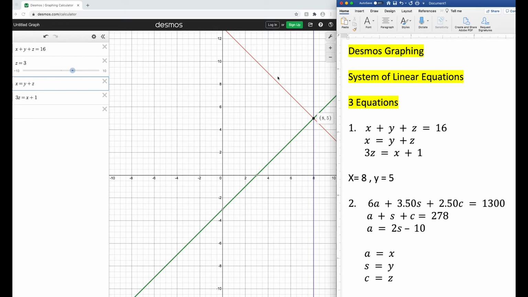Where is z going to be? Then you have to look at the slider. z is going to be equal to 3. So that's the answer for the system of linear equations with three equations. Here we go, so that's your answer.